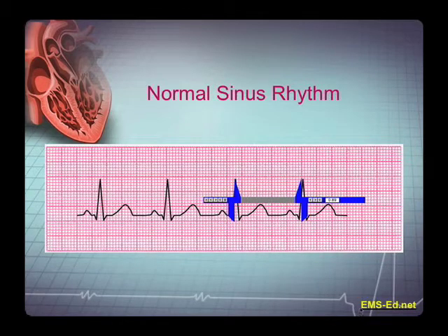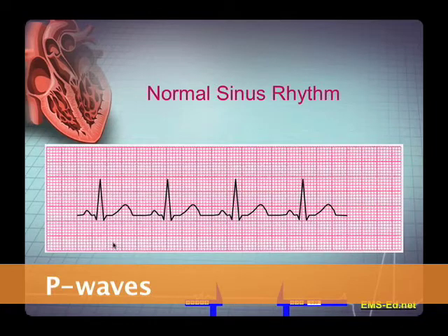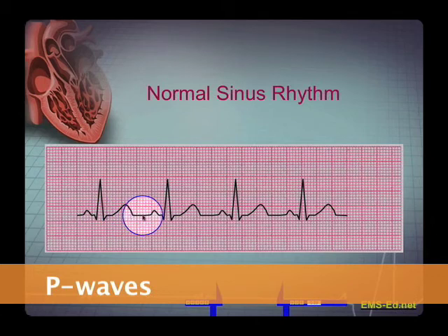Now let's look at the P waves. Do we have a P wave for each QRS? We have a P wave and a QRS, a P wave and a QRS, a P wave and a QRS. Yes, there appears to be a P wave for every QRS and a QRS for each P wave.